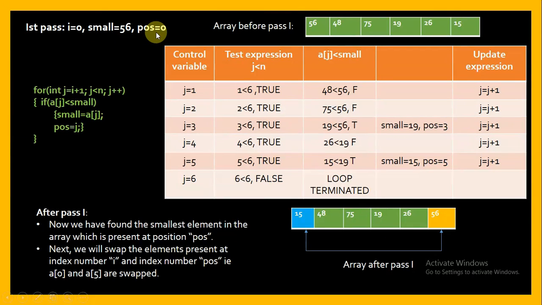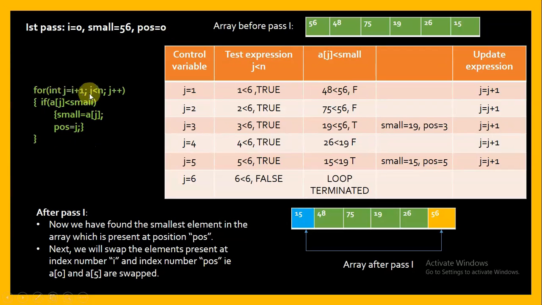Understanding of passes is very important. What happens in each pass? So let us discuss the first pass first. In the first pass, you can see i is 0, small is 56 and pos is 0. This is my original array, and i is 0, small contains A[i] which is A[0], and pos is equal to i which is again 0.